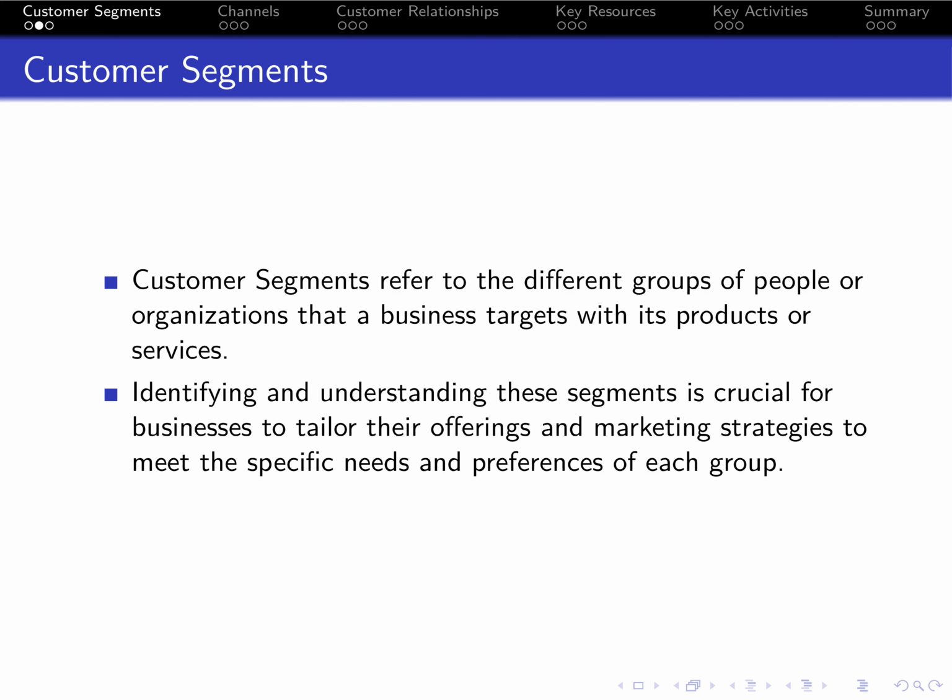For example, a fitness app may target different customer segments such as beginners, intermediate, and advanced users, each with specific workout plans and features tailored to their fitness level. Customer segmentation is a fundamental aspect of business strategy that enables companies to better understand their target audience and deliver products and services that meet their unique needs.